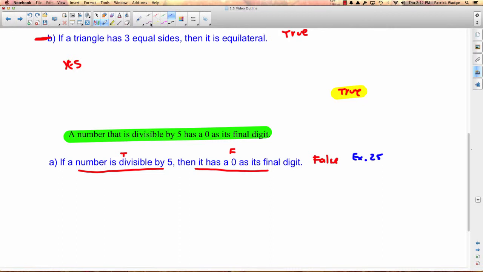When you find an example that proves this is wrong, it's called a counterexample. I think we talked about this last year in Foundations 11. You only need to find one counterexample. As soon as you find one, you've proven that the statement is not true. Okay, so let's move on. We can still go on with this question.